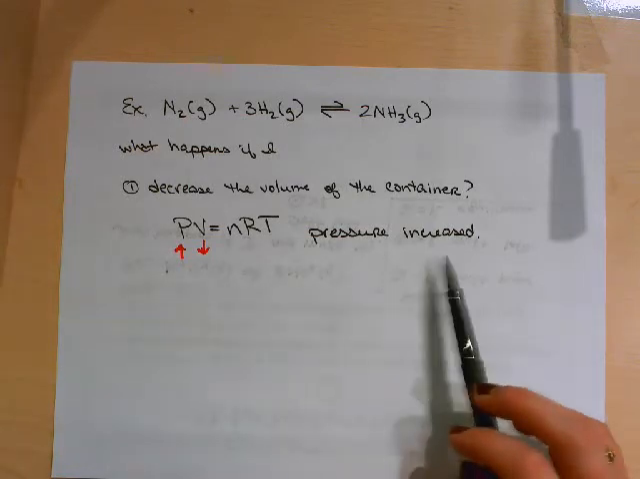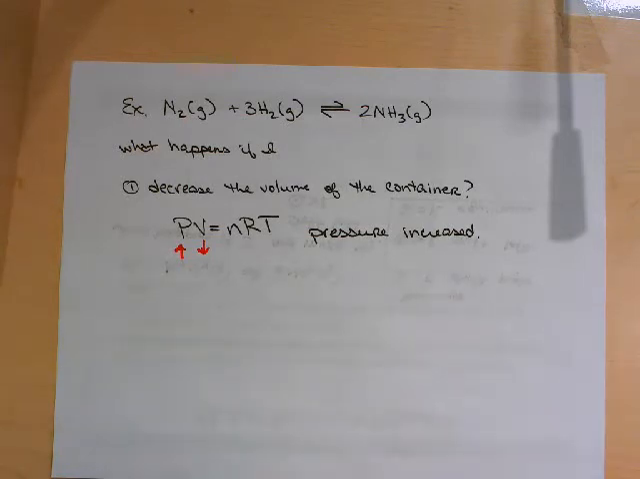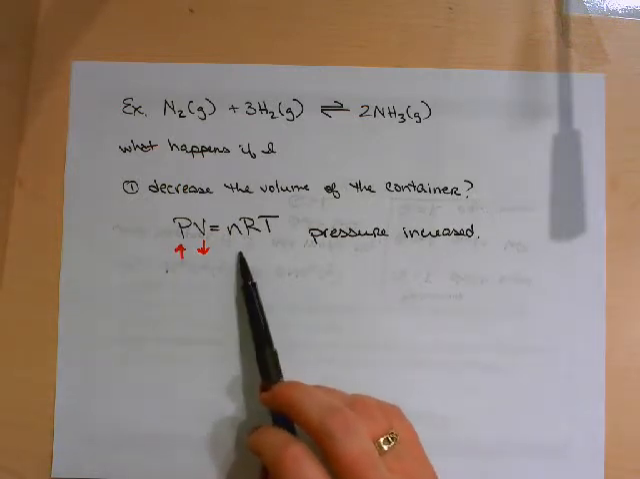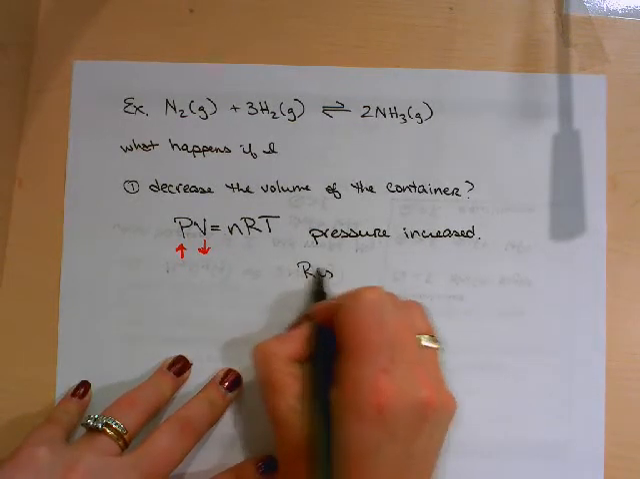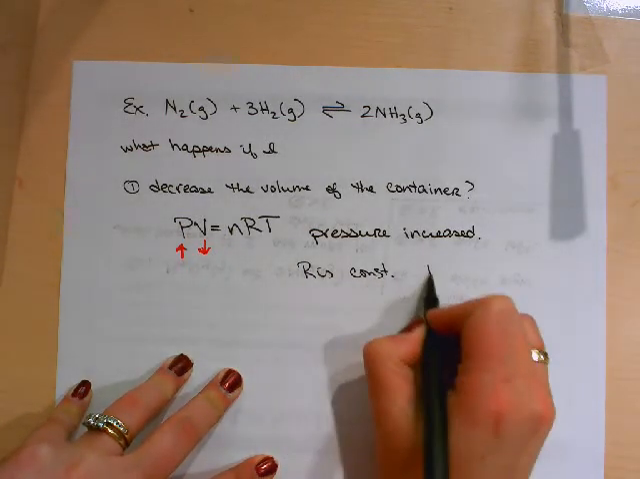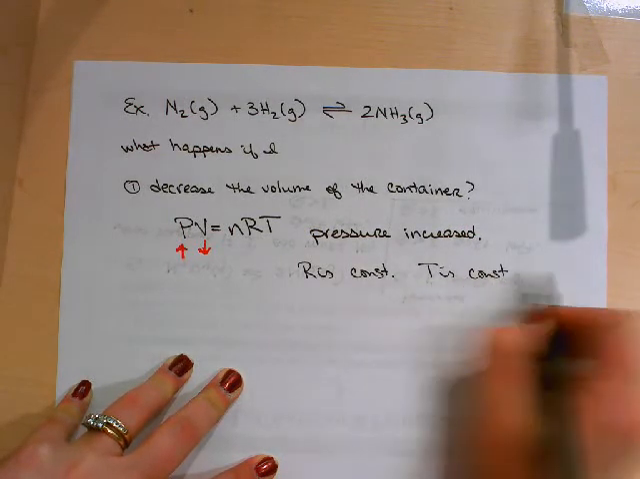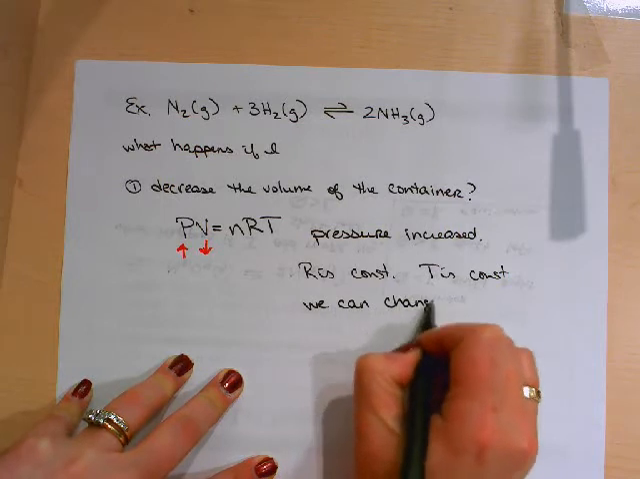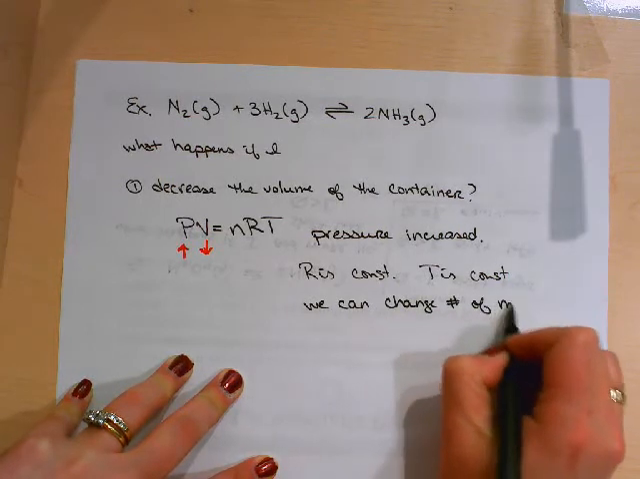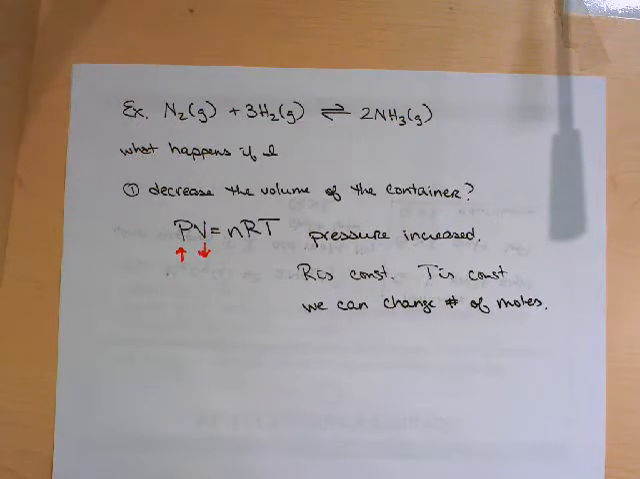Right, so now I have increased pressure. I want to get back down to regular pressure. To change the pressure, I can change the number of moles. Right, so R is constant, T is constant, we can change the number of moles. And I want to change the number of moles so that the pressure goes down again.